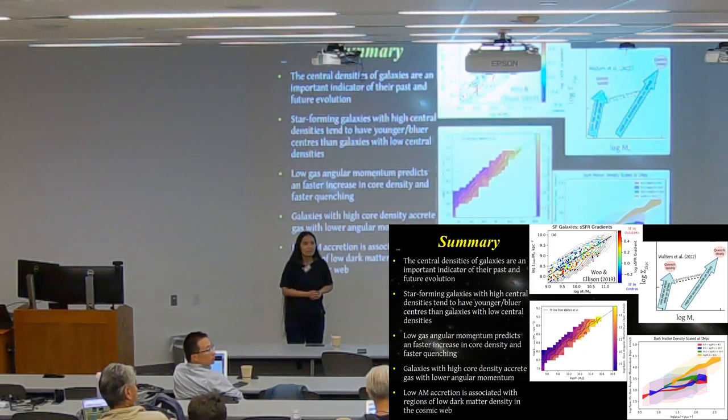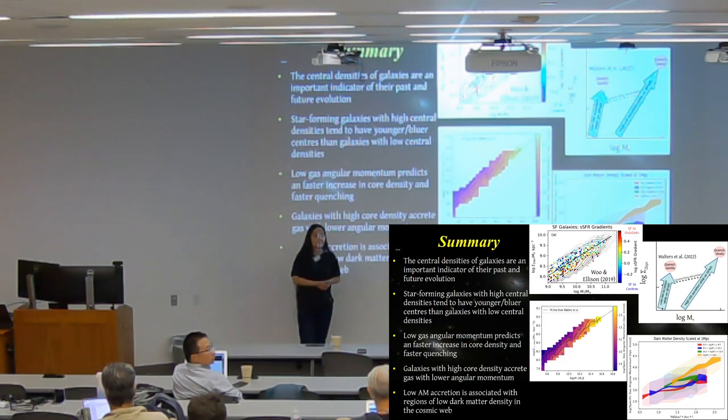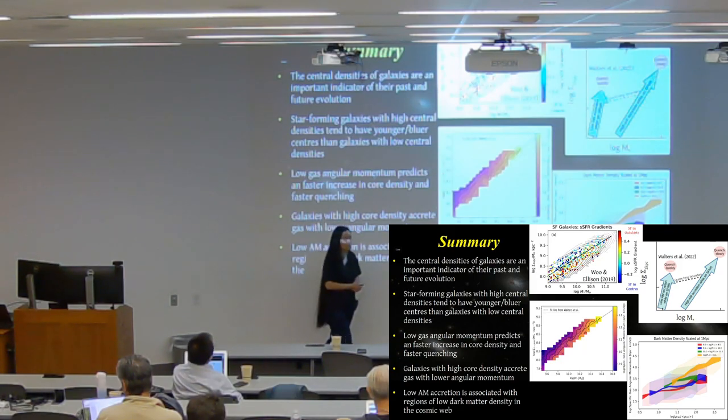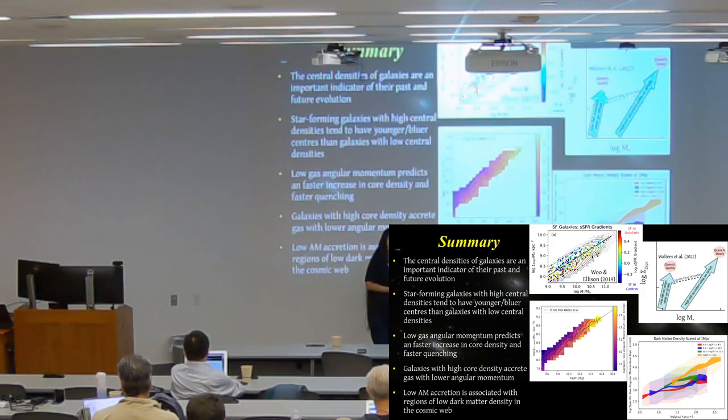Thank you very much, Joanna, for the nice work. I have another question. I can understand that low angular momentum leads to faster build-up of the central region, but I didn't get why you then quench faster if you keep accreting. At some point you need to stop accreting gas, right? So when does this happen and how is this related? I didn't get that.